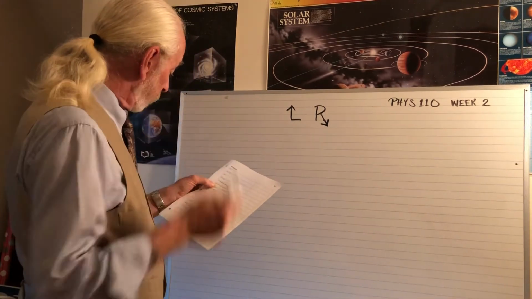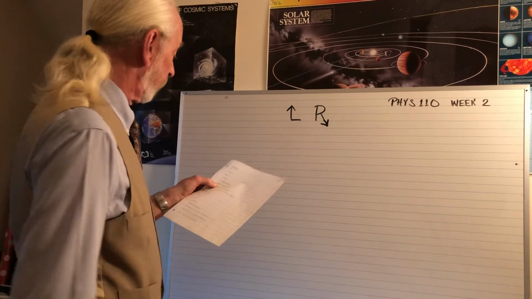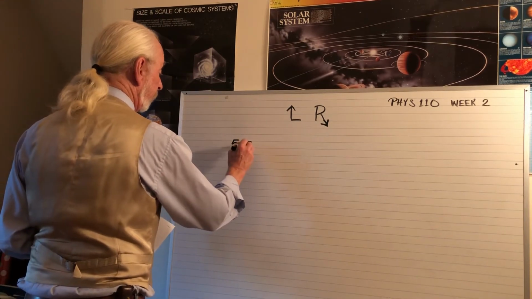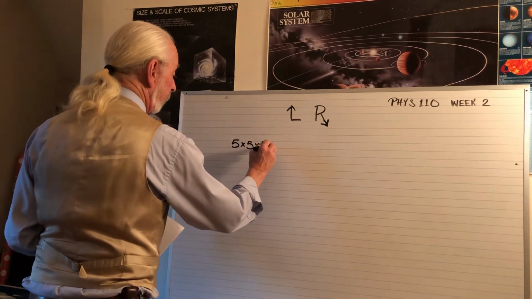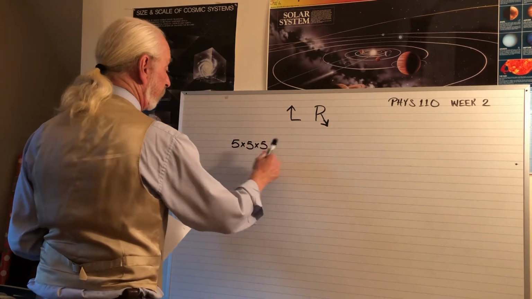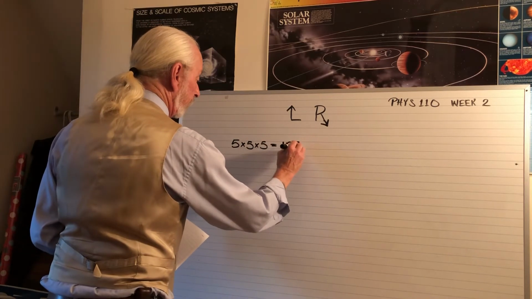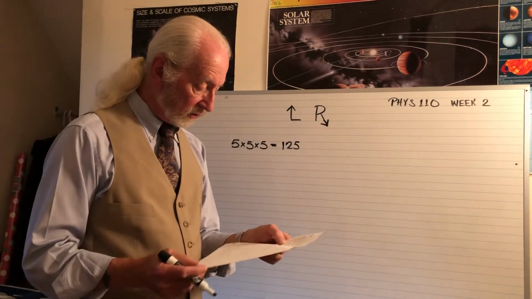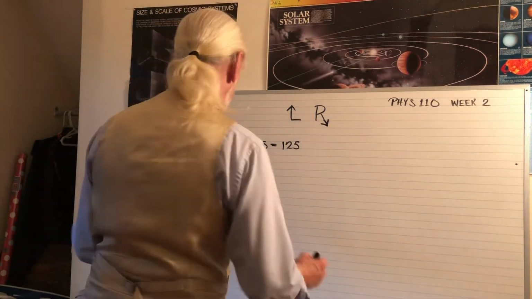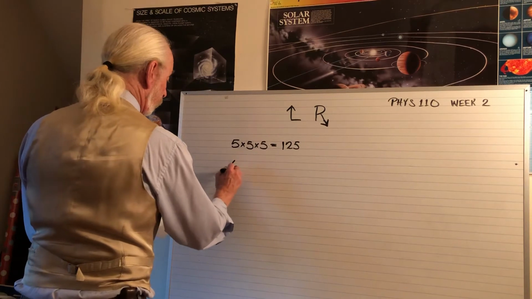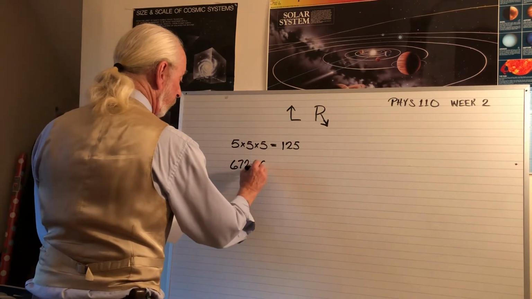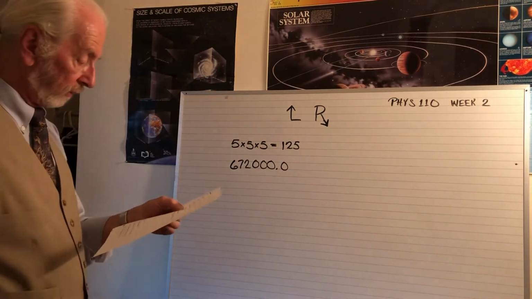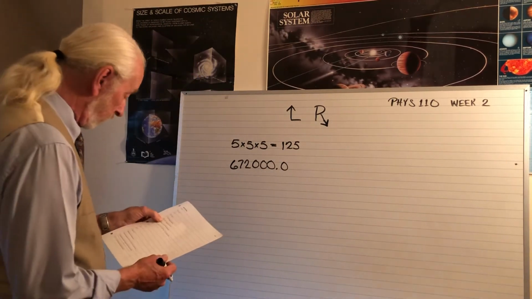Okay, so the next one is 5 to the 3rd in standard notation. Well, that's 5 times 5 times 5. 5 times 5, 25 times 5, 125. 672 times 10 to the 3rd in standard notation. Well, that would be 672,000. 10 to the 3rd is 1,000. Okay.